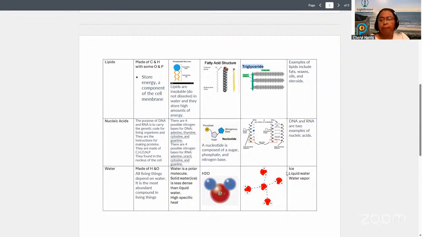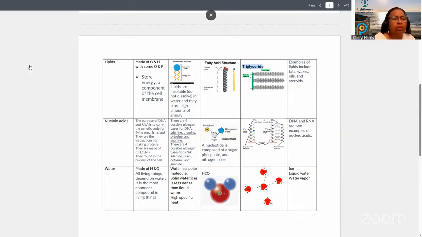Okay. We need to remember that everything exists in the three states of matter: solid, liquid, and gas. So we have water as ice, we have liquid water, and we have water vapor. All right, I just covered that because we had the chart up. All right, so remember, keep this handy. You will be able to use it on the test.